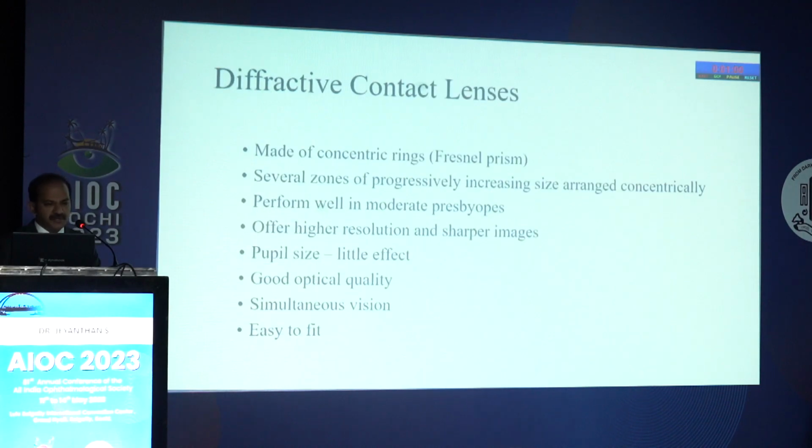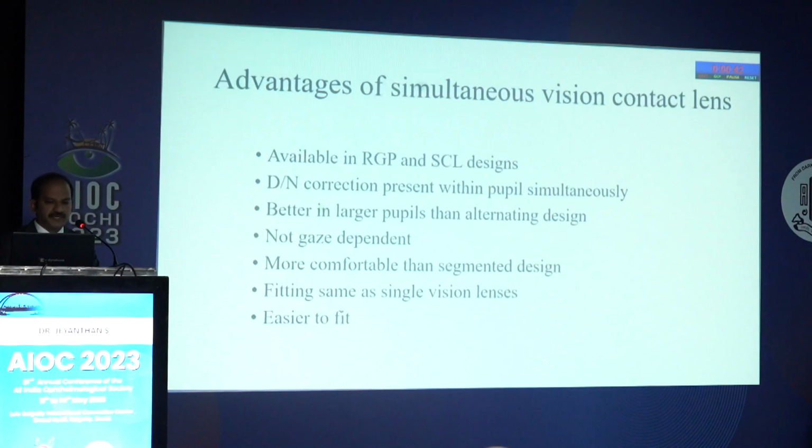Diffractive lenses are made of concentric rings. Basically, they act like Fresnel prisms. Several zones of progressively increasing size are arranged concentrically, so they perform well in moderate presbyopes, offer higher resolution and sharper images. Pupil size doesn't matter a lot, so it gives a good quality simultaneous vision, and is easy to fit.